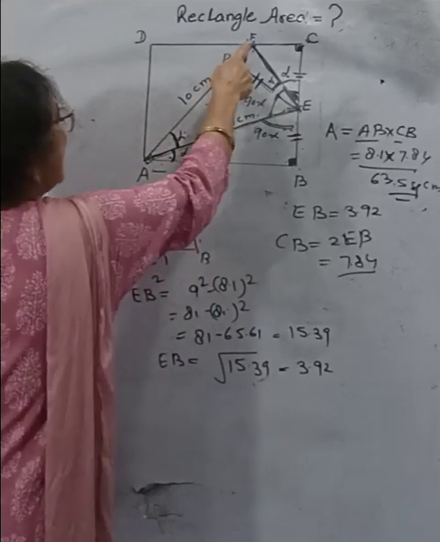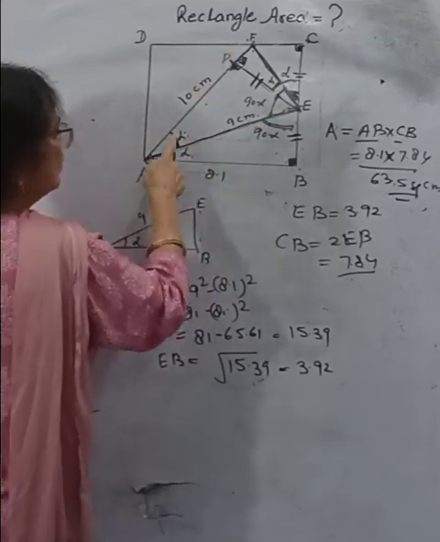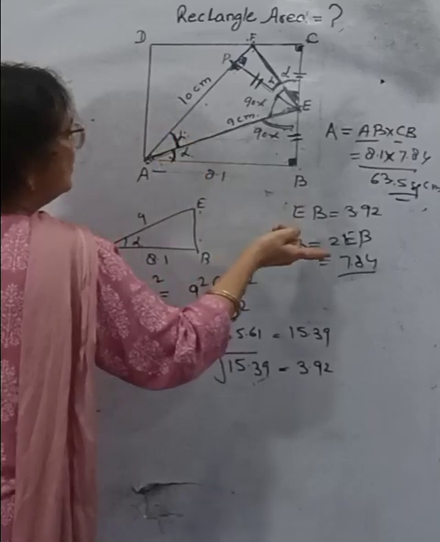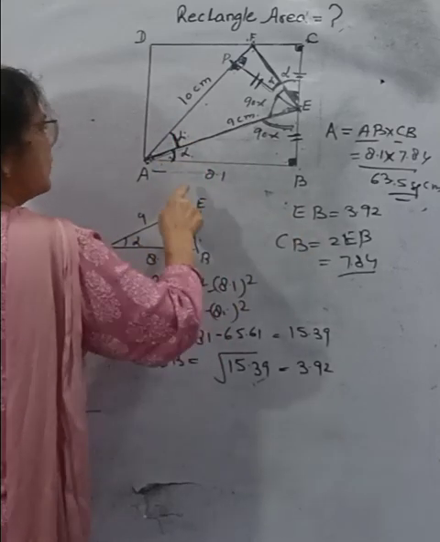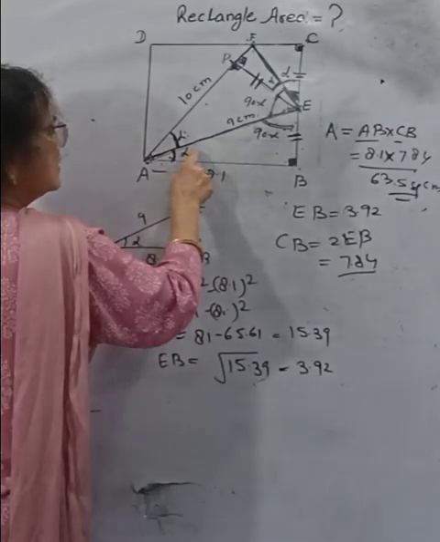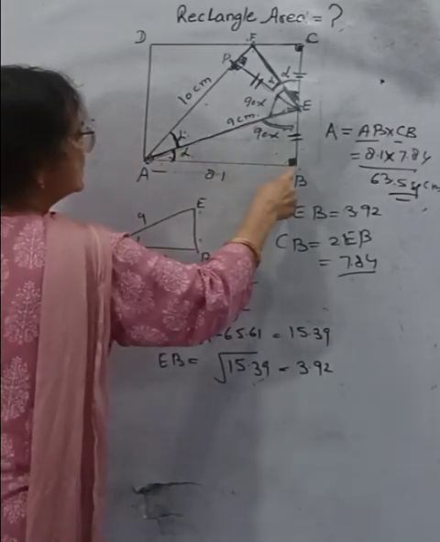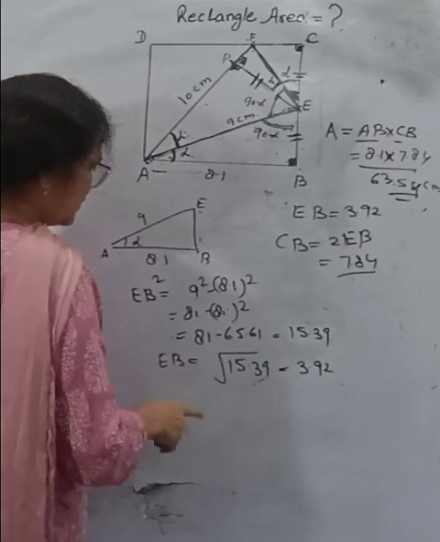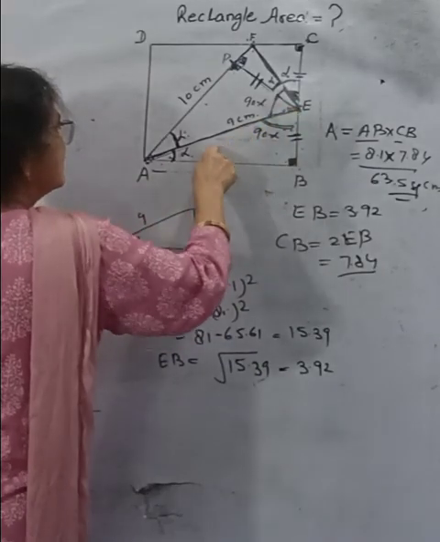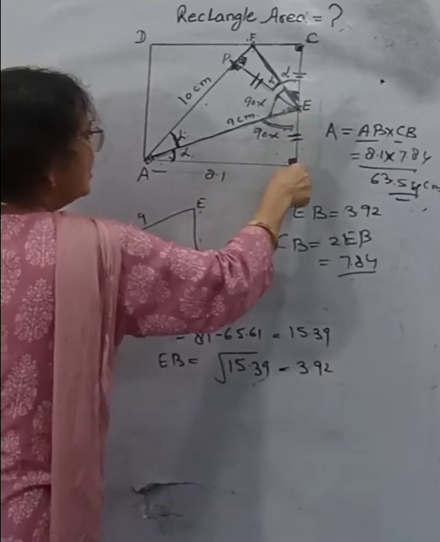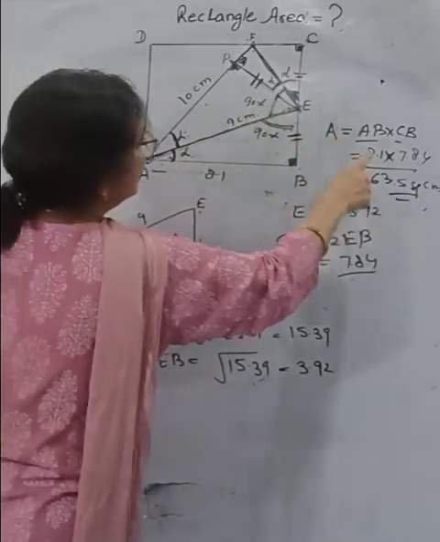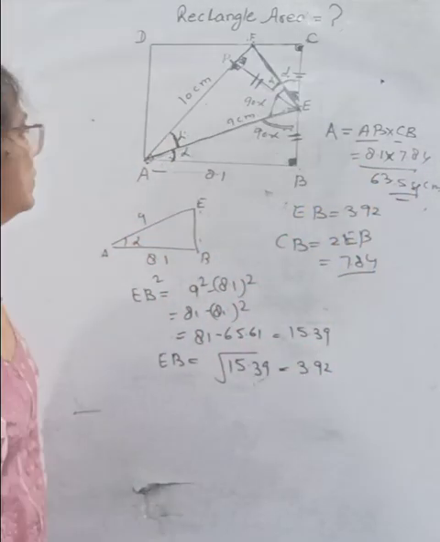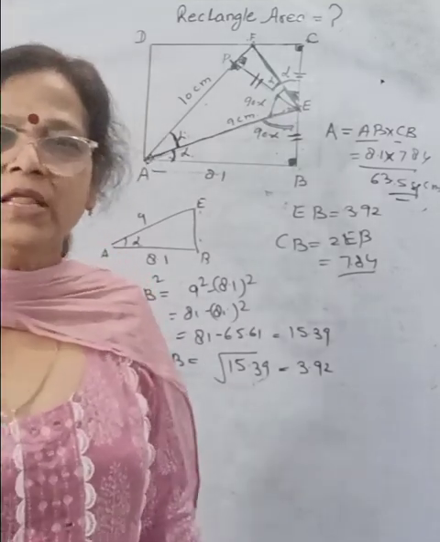This is the base, this is the hypotenuse, which is given to us as 10. For the angle alpha in this triangle FEA, it will be equal to the perpendicular upon hypotenuse in the triangle ABE for angle alpha, that is AB upon 9, and AB can be obtained from here, which is equal to 8.1 centimeters. Now applying the Pythagoras theorem, this is 8.1, this is 9, we can find the value of EB, and then double of this will be the value of CB, and hence the area will be 8.1 into 7.84, equal to 63.5 centimeters square.